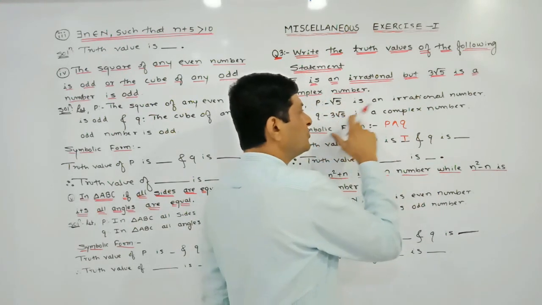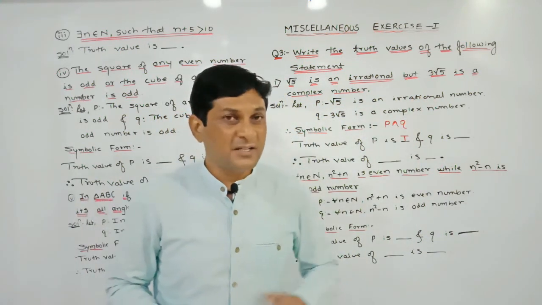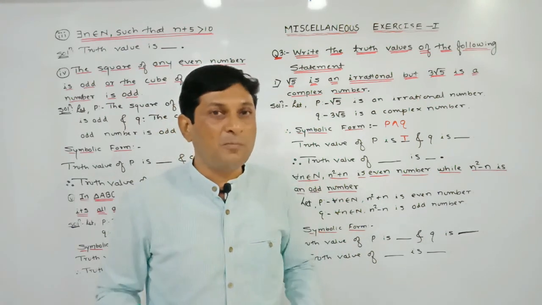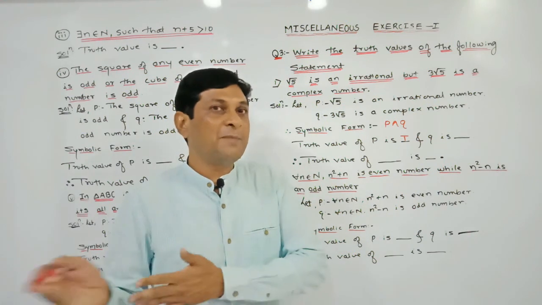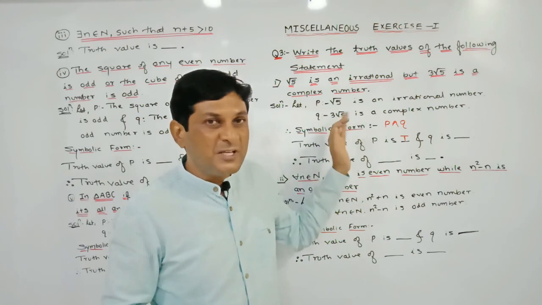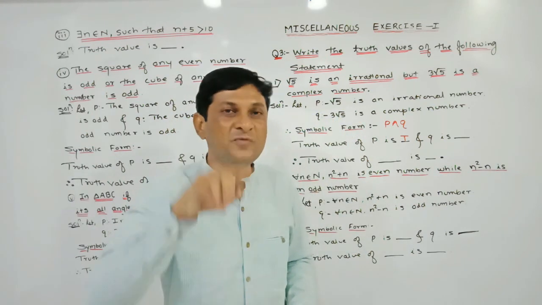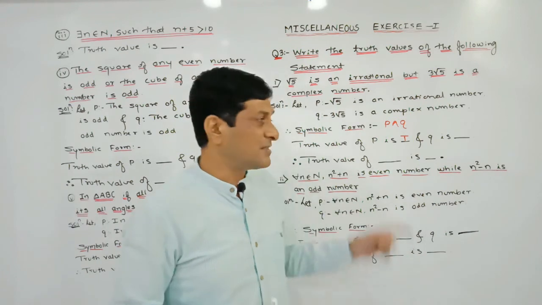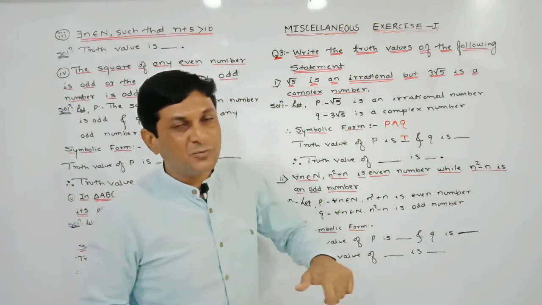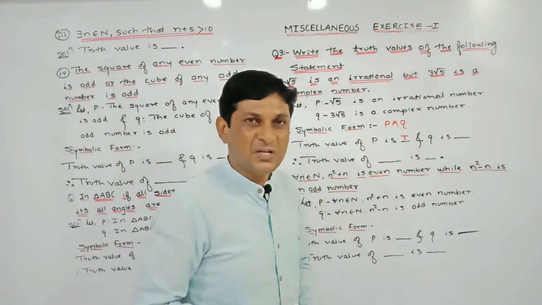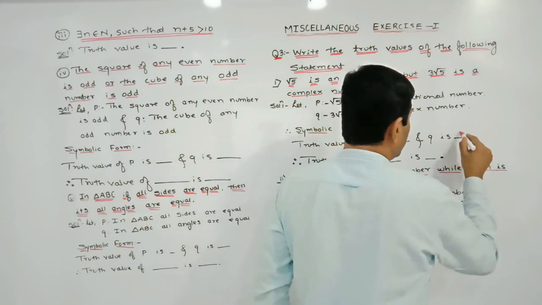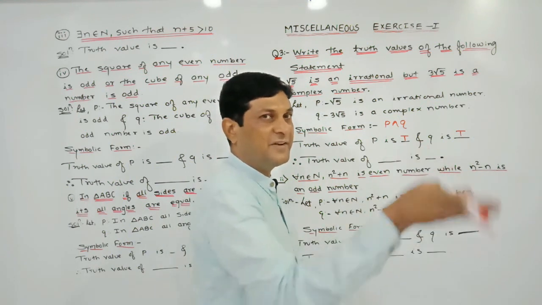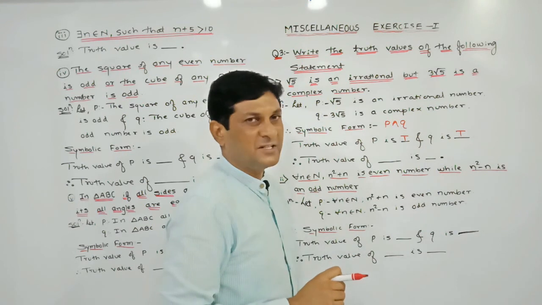And the second part Q: 3 root 5 is a complex number. 3 root 5 is also an irrational number, and an irrational number belongs to the real numbers, and every real number is a complex number. Every real number can be expressed as a plus bi. Here the term bi does not appear, meaning the imaginary part does not appear, so the coefficient of i is 0. Just remember that every real number belongs to the complex numbers, as we have already studied. So the second statement is also true: 3 root 5 is irrational, so it is real, and every real number belongs to the complex numbers. So the truth value of the second statement is also true.